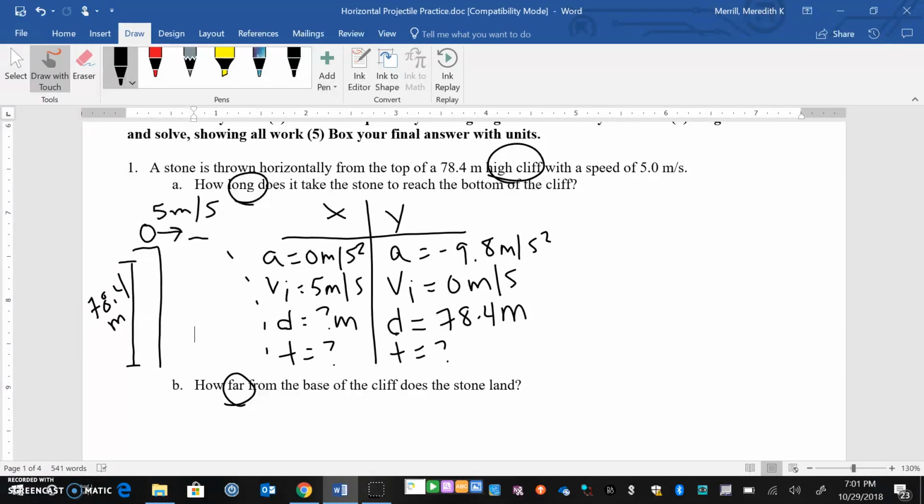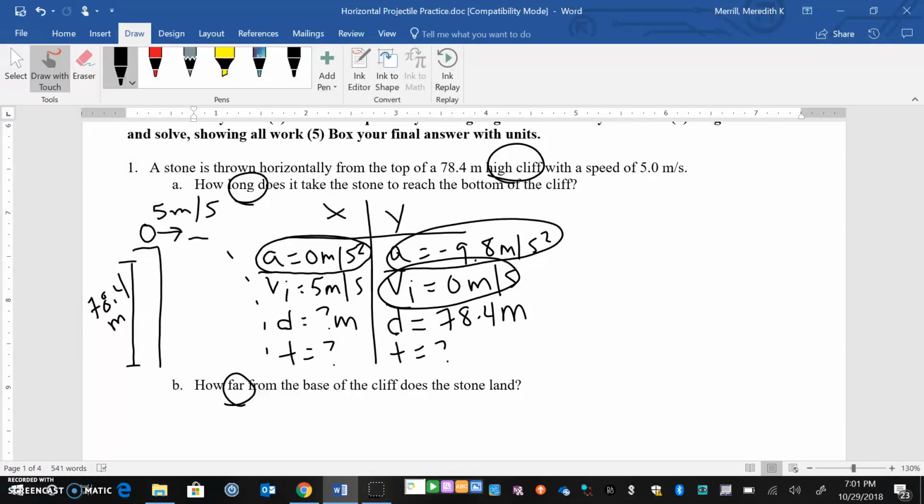on either side. So when you set up a projectile problem, the acceleration on the x side, the acceleration on the y side, and the initial velocity are always going to be known. Those 3 things you can fill in right away, and then the other things you're going to have to get from the problem. Now I'm going to solve for the time, how long it takes the stone to reach the bottom of the cliff.